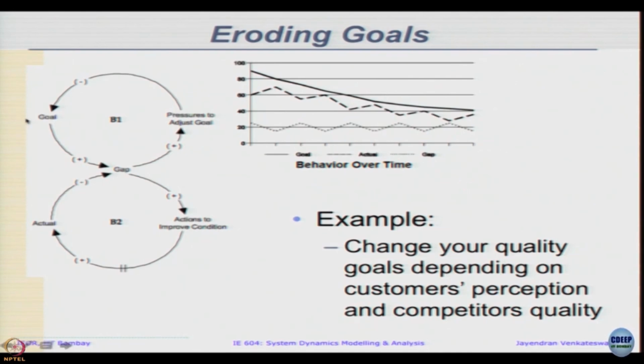The third kind of example is what is called eroding goals. See, this is to talk about how we have a goal and we actually change the goal. Instead of trying to change the system to achieve the goal, we actually change the goal so that it is in line with what we have been achieving. That is what eroding goals are.